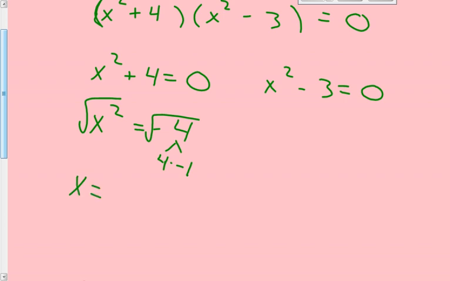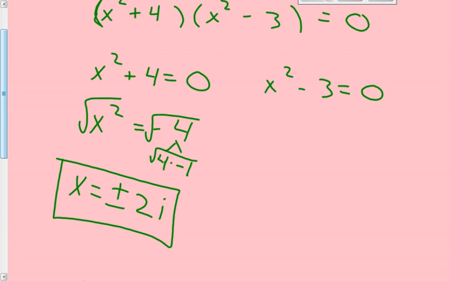So x equals, when you take the square root, you need the plus and the minus. The square root of 4 is 2, and the square root of a negative 1 is i. So there's 2 of your answers. They're imaginary roots. They do not cross the x-axis, but they are answers nonetheless, plus and minus 2i.